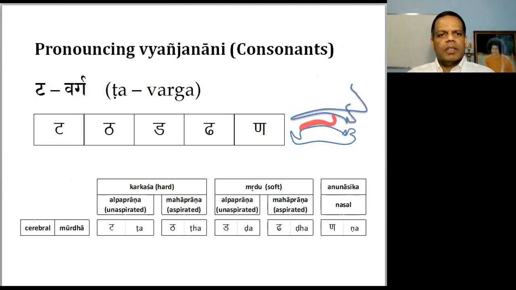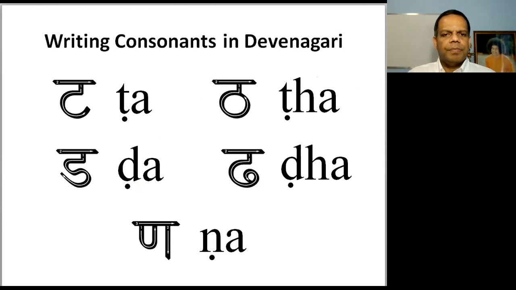Okay, I will go to the next one, which is the ta varga. Pointing again, a dot at the bottom means curl up the tongue. Ta, tha, da, dha, na. Just pay attention to where the tongue is. I think that's the most important thing in producing the sound. Each mouth may produce it slightly differently, but the most important thing is placing the tongue properly. Ta, tha, da, dha, na.